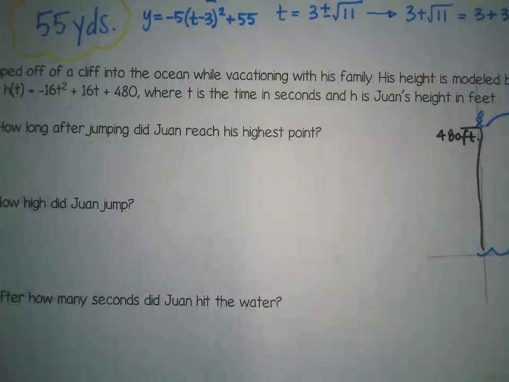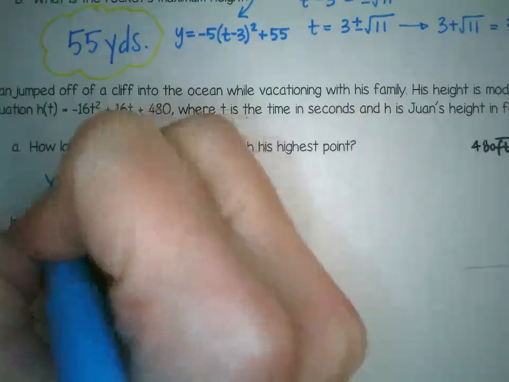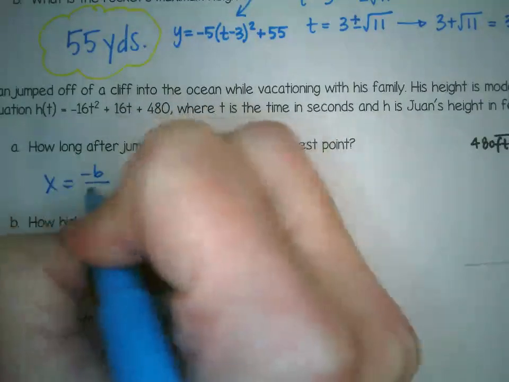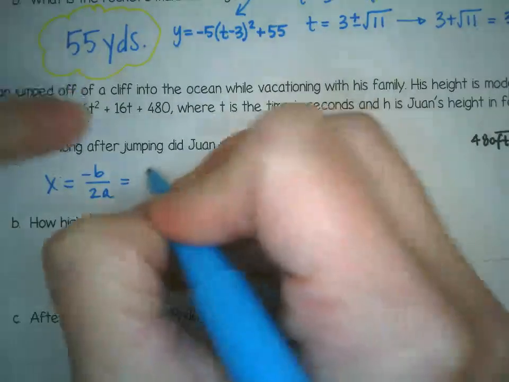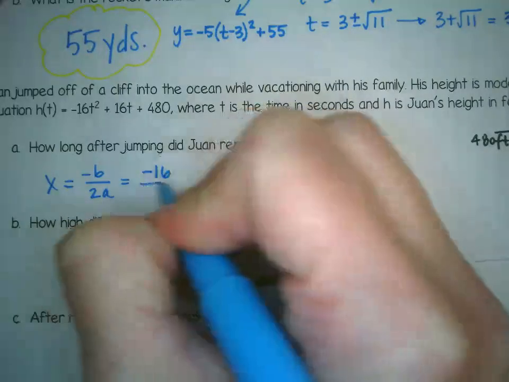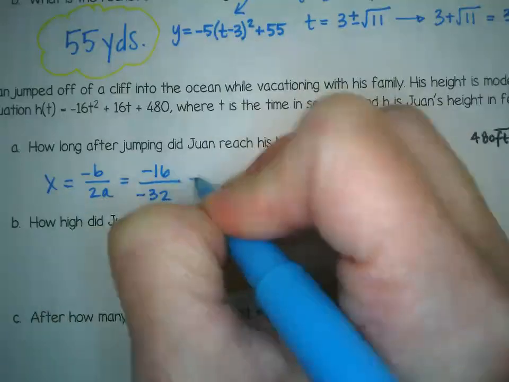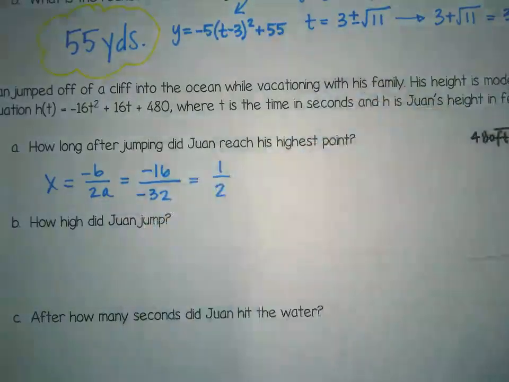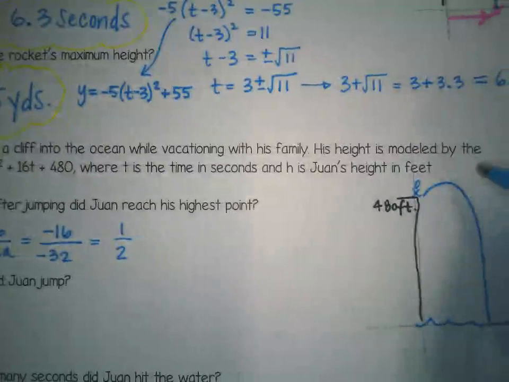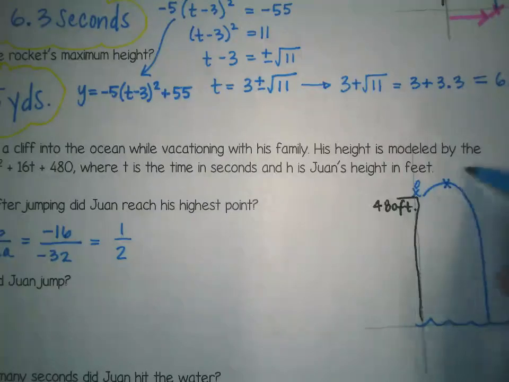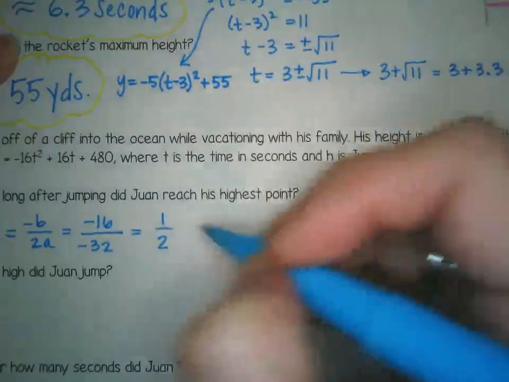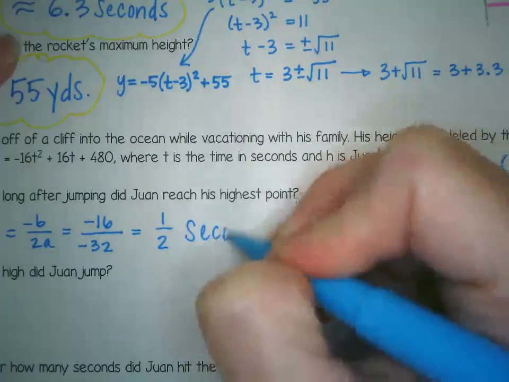All right, so here we go. If I need the x of the vertex, I have standard form, so I'm going to do negative b over 2a. So negative b would be negative 16, 2a is negative 32, which gives me 1/2. So Juan is going to reach the vertex of his jump after half of a second. So how long after jumping? 1/2 of a second.